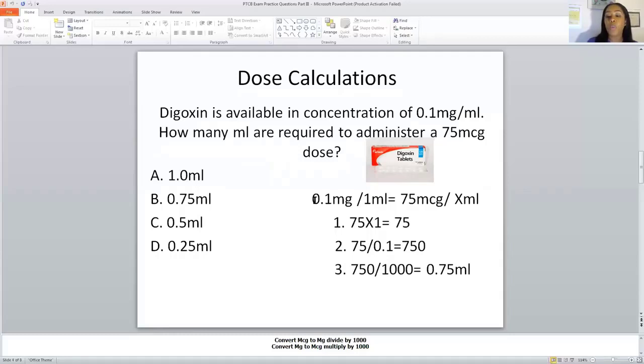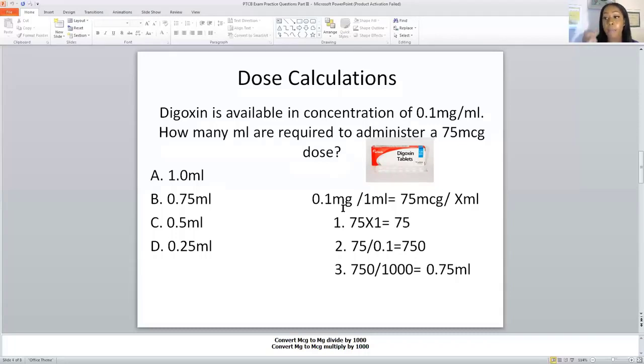There it is. So 0.1 milligram per 1 ml equals 75 micrograms per x ml. What, Lindsay? You got micrograms and milligrams? Yes, we do. Okay, and I'm going to show you how you're going to do this. Now, I always wait to do my conversions at the very end because for me, it's easier to get my answer and then to do my conversions. Some people like to do their conversions at the beginning. It really doesn't matter. As long as you get to the same answer, that's what I'm looking for, is for you to get to the same answer that I get to, which is always the correct answer, okay?